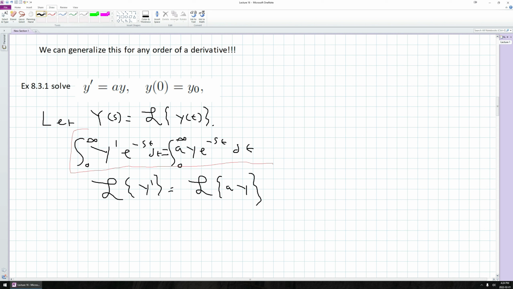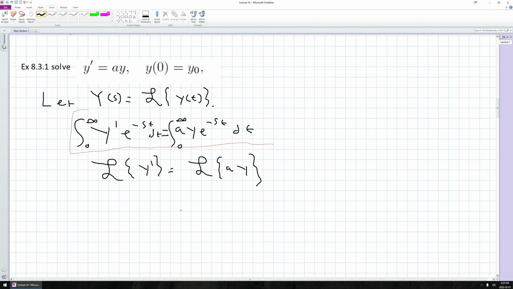Okay, so now that I have this, how do I simplify this problem out? Well, I have the Laplace transform of a derivative. If only I knew how to compute the Laplace transform of a derivative. Well, I do. I have that theorem 8.3.1 or 8.3.2. You don't have to cite the theorems in your homework, but they're a thing.